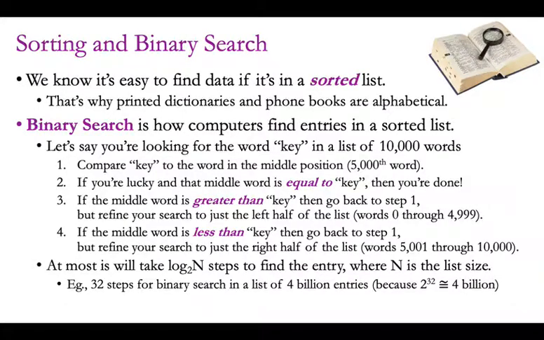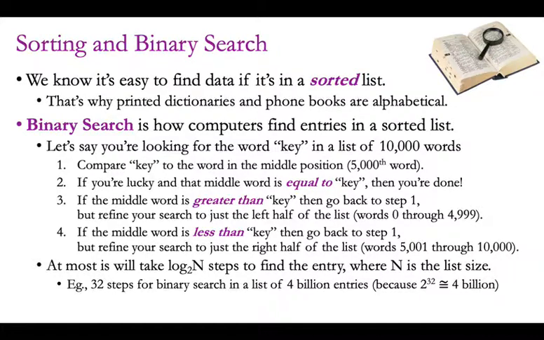So for example, if we have 4 billion entries in our list, that would be like a phone book with half the people in the world. It would only take 32 steps to do a binary search to find a particular entry, right? That's actually really pretty quick for a huge list. We know that because 2 to the 32 is about 4 billion. Exponents grow really fast, right? And so in that first step of the search, we would be throwing out 2 billion entries, right? That's really good, right?